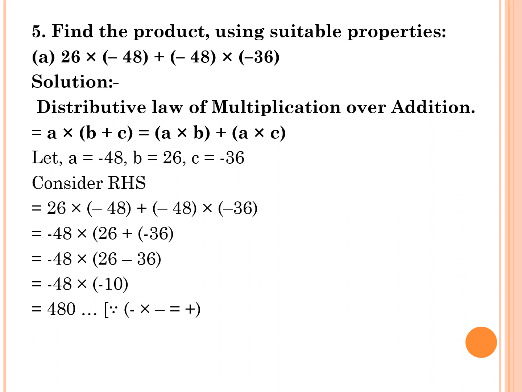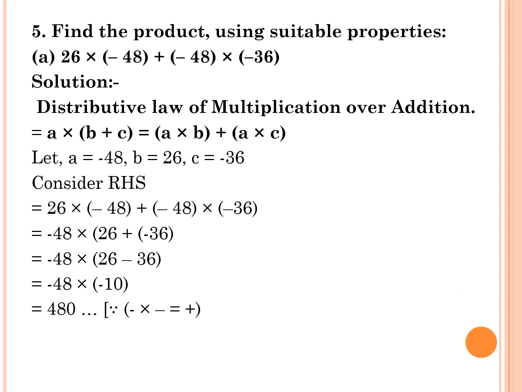A: 26 into minus 48 plus of minus 48 into minus 36. Solution for this problem is the distributive law of multiplication over addition, that is A into (B plus C) gives you A into B plus A into C. Let us consider A is equal to minus 48, B is 26 and C is minus 36. Consider RHS at first, that is 26 into minus of 48 plus of minus 48 into minus 36, which is equal to minus 48, which is common in both the terms.